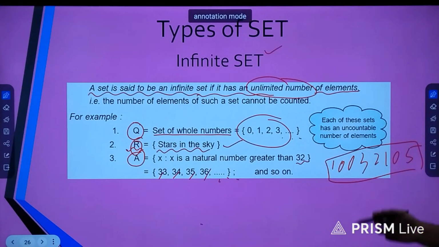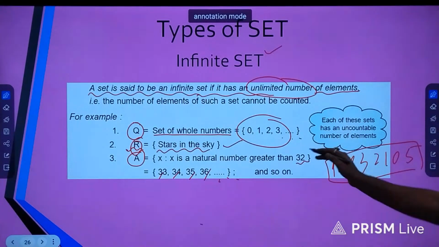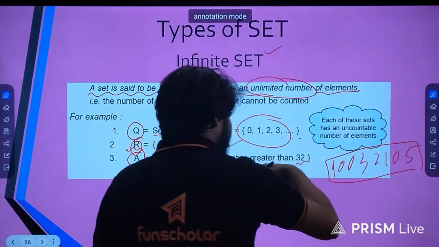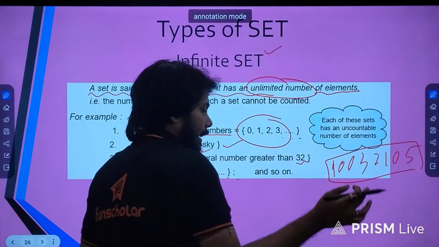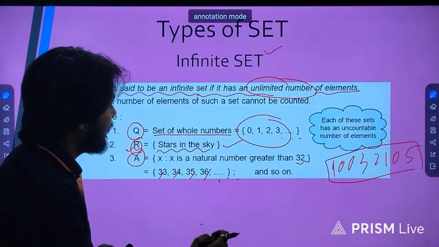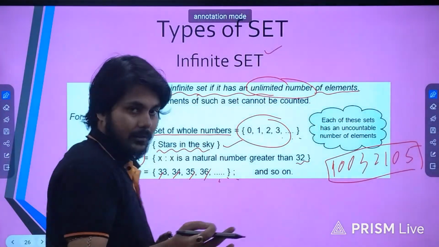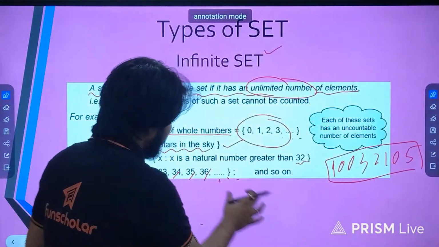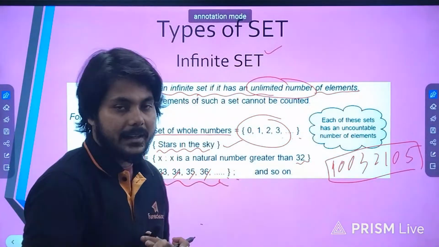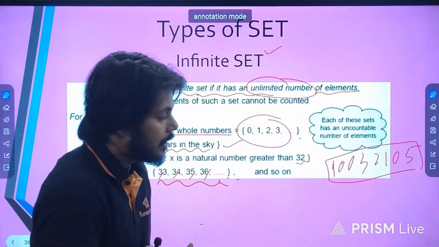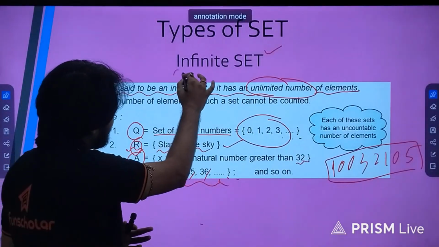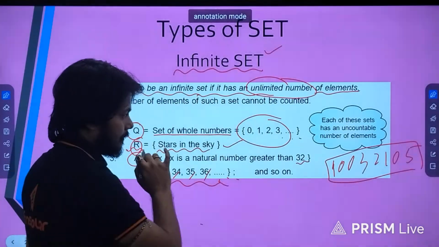This is also a natural number that is greater than 32. Or you may write a bigger number and say that this number is also greater than 32. So there is no limit. We can write any number as the element. So this case will also be considered under infinite set.